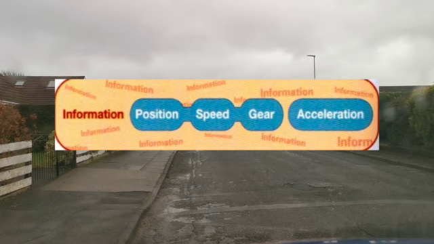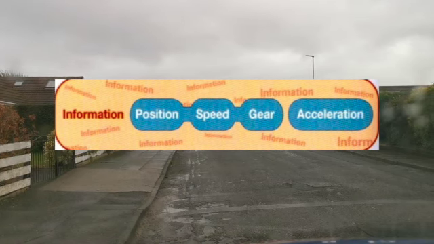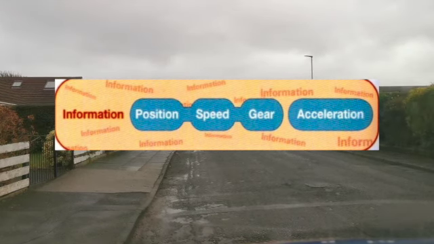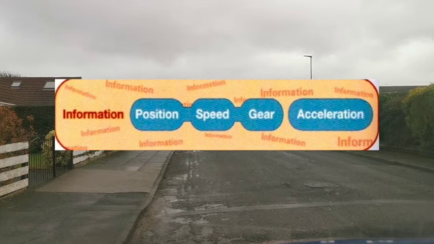So what I'm going to do now is go over the basics of the system: position, speed, gear and acceleration, and then we're going to add information in. When you first try and learn the system, the best thing to do is come somewhere like this housing development, somewhere with lots of left and right turns.